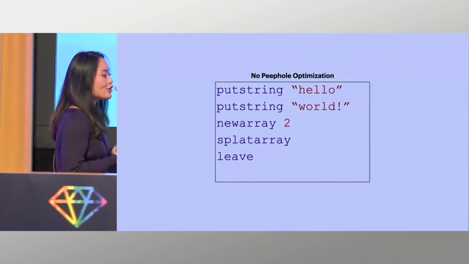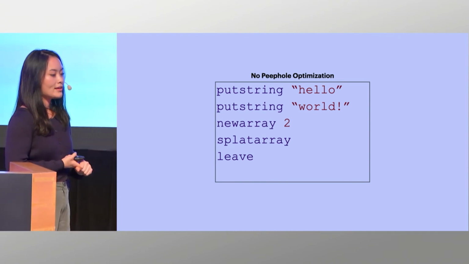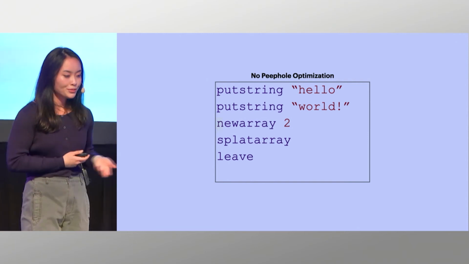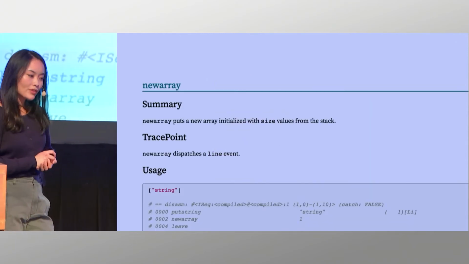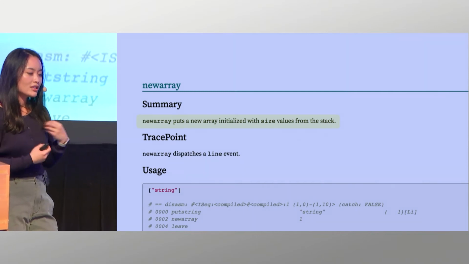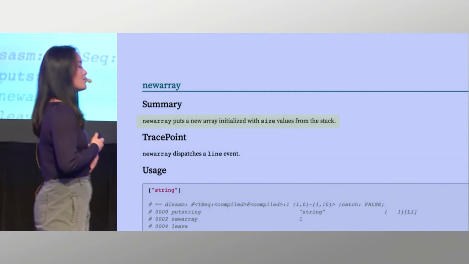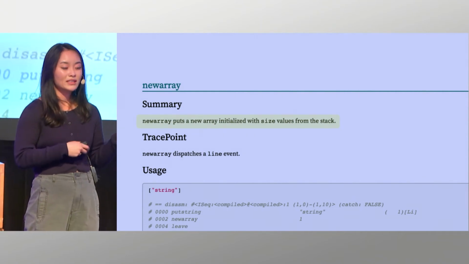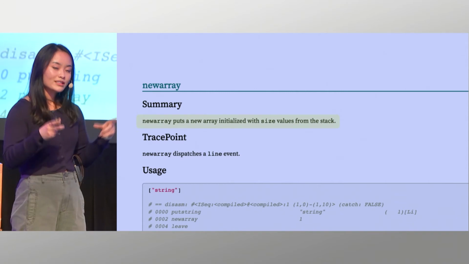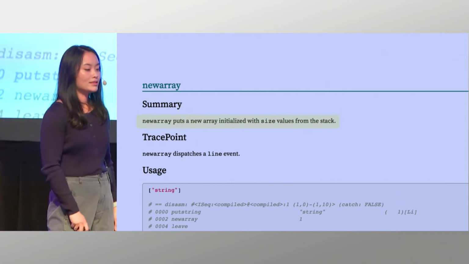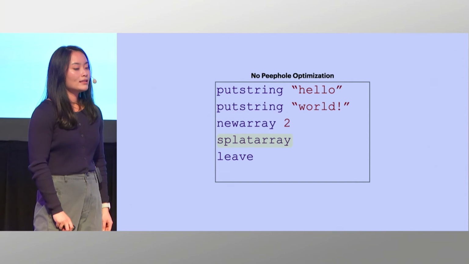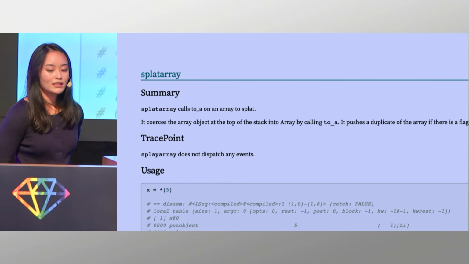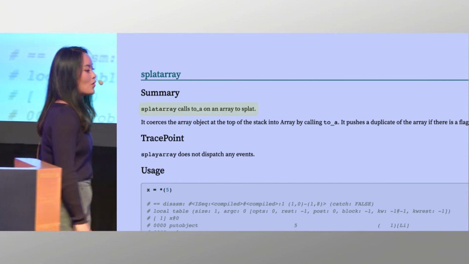We already know what put string does, so let's skip that. There's a new instruction here called new array, which takes in the argument 2. And new array puts a new array initialized with the size value from the stack. So what that means is that it pops the stack however many times it is specified in the argument, creates a new array, and pushes it back onto the stack. And another new instruction here is splat array. So splat array essentially calls to_a on an array to splat it.